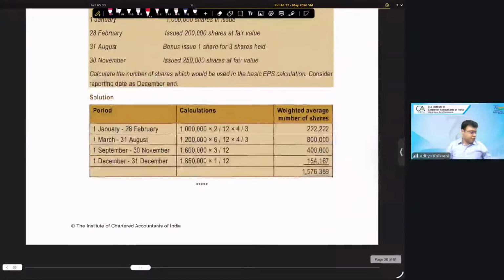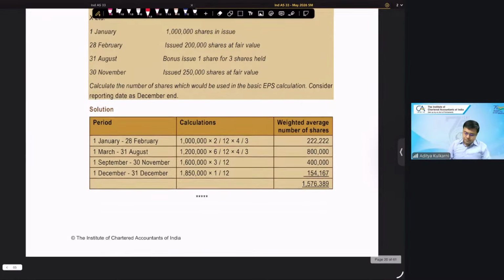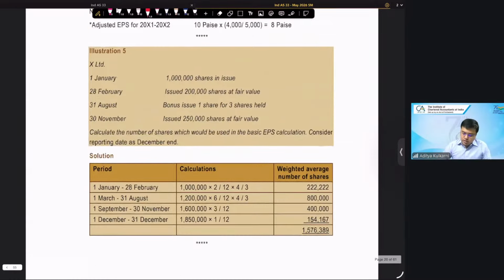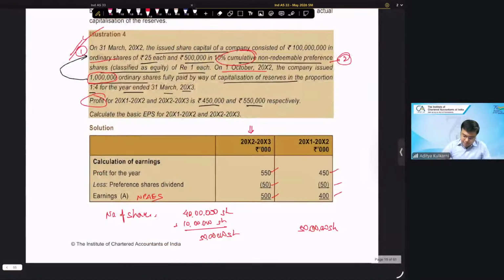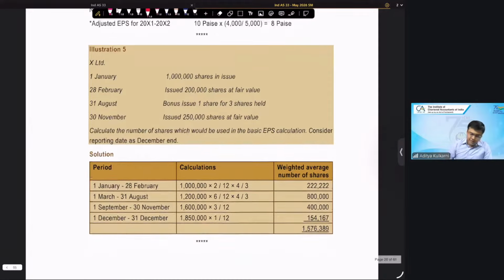Calculation of number of shares. This is done. On 1st January, 10 lakh shares are issued. On 28th February, 2 lakh shares are issued at fair value. On 31st August, bonus issue of 1 share for 3 shares held. And on 30th November, 2,50,000 shares are issued at fair value.